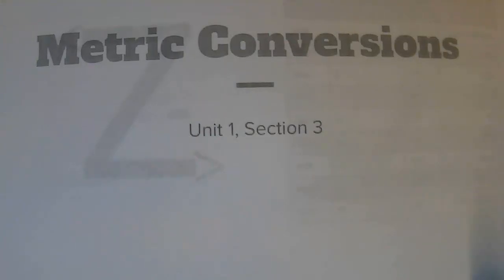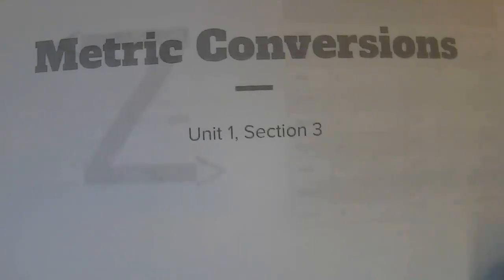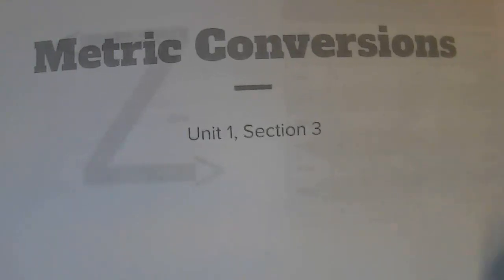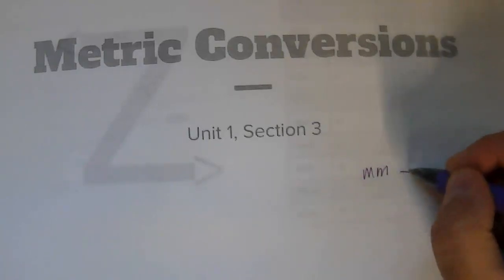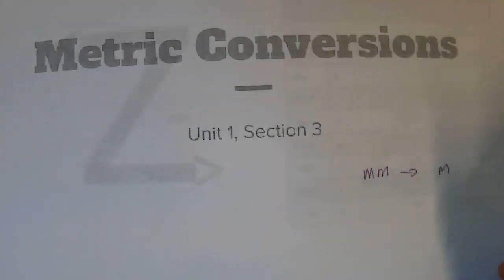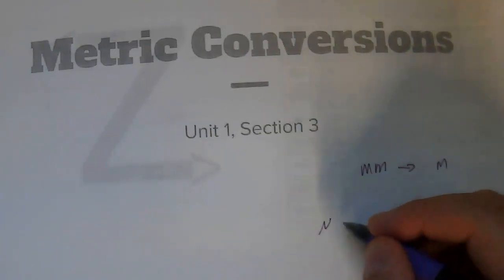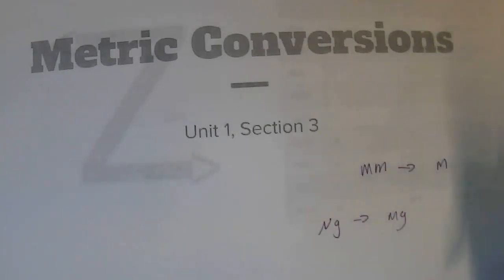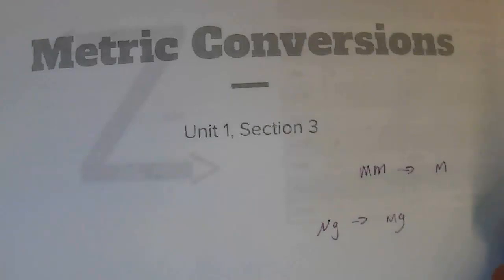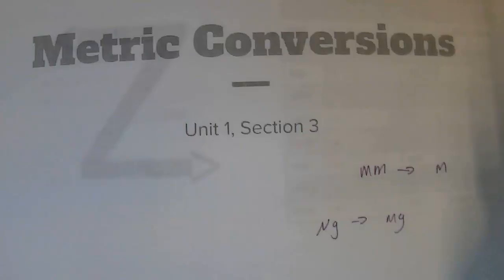Okay, so now that we've talked about the metric system in a previous video, let's talk about how we're going to convert metric measurements that have prefixes. So the idea is we may have something in millimeters, and we want to know how many meters that is. Or we may have something in micrograms, and we want to know how many milligrams something is in. So we're going to talk about interconverting between metric units.